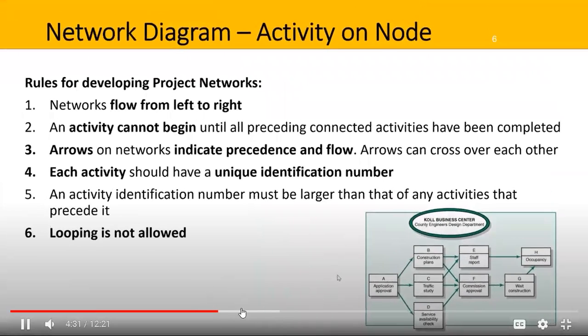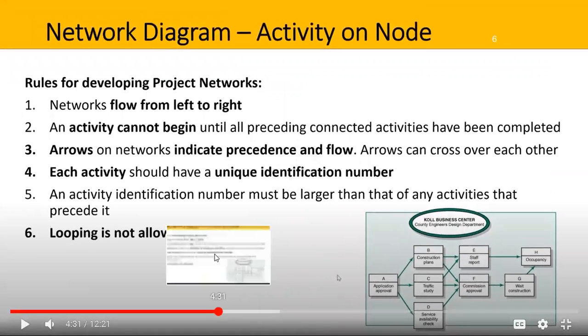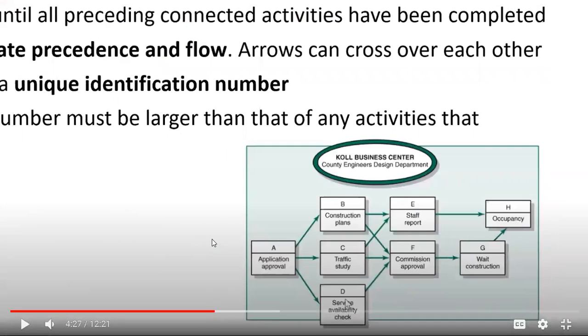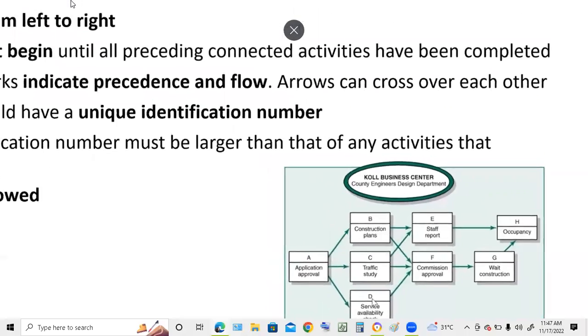The arrows on the networks indicate precedence. What are the two predecessors of H? E and J. All right, very good.